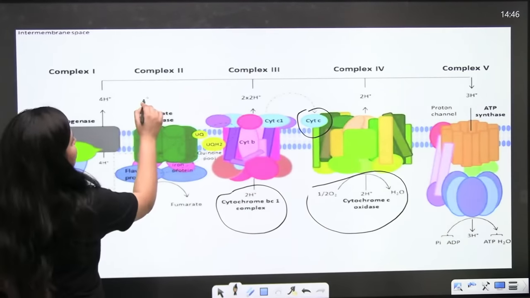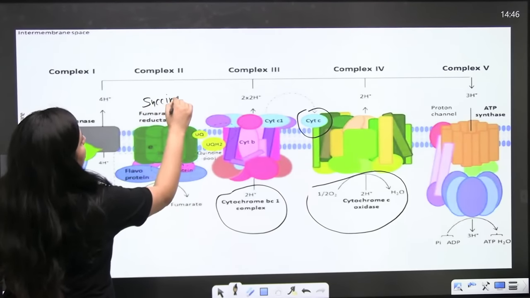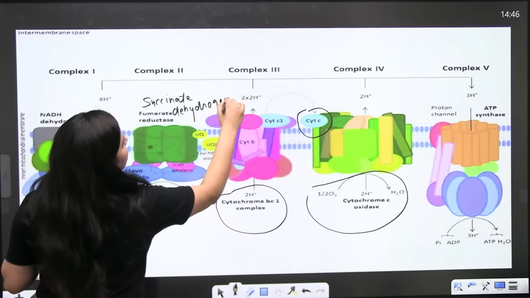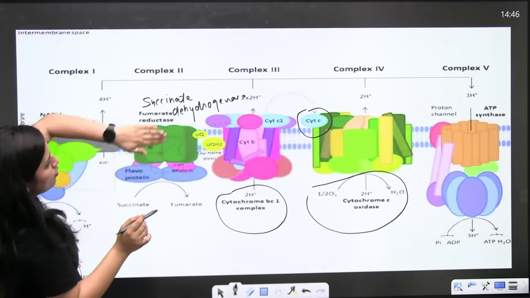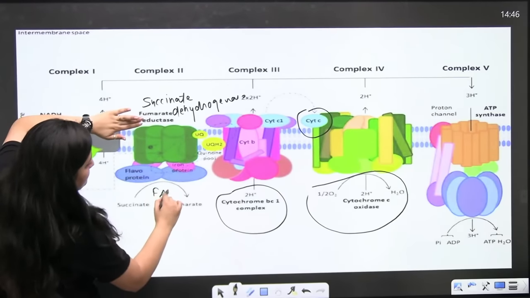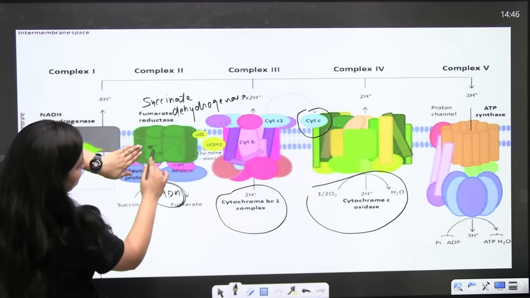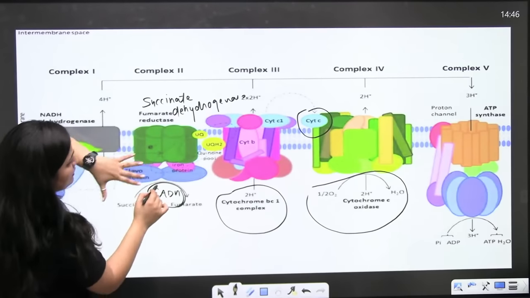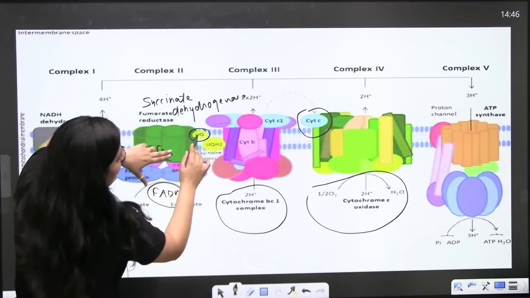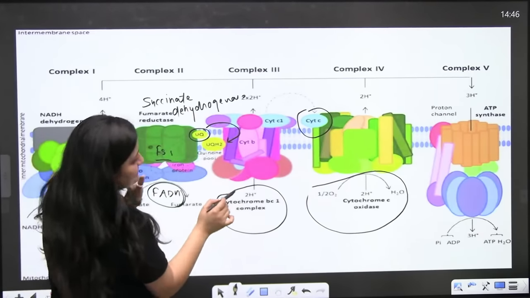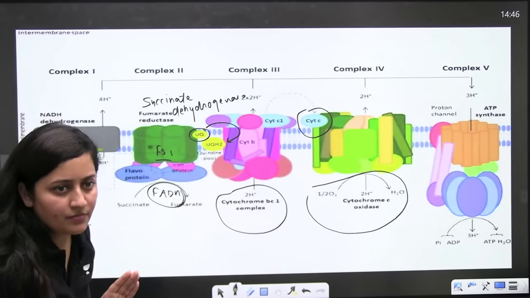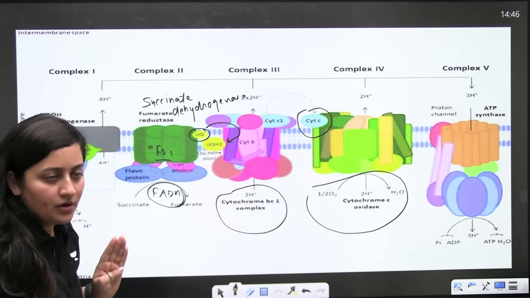And when you talk about succinate dehydrogenase, complex 2, it is more towards the matrix. So it will not throw out any 2H positive outside. Right? It will receive electrons from FAD. Then, obviously, here also you will be having FeS. Then it will again give it to ubiquinone, right? Again, it will give to complex number 3, then again to complex number 4. The rest of the story is all the same.